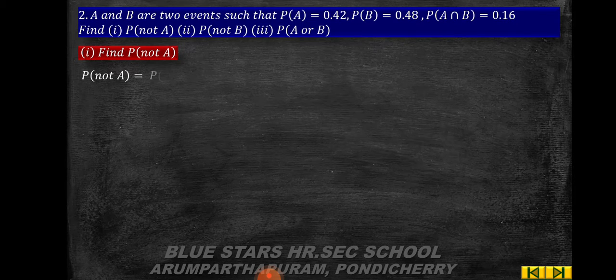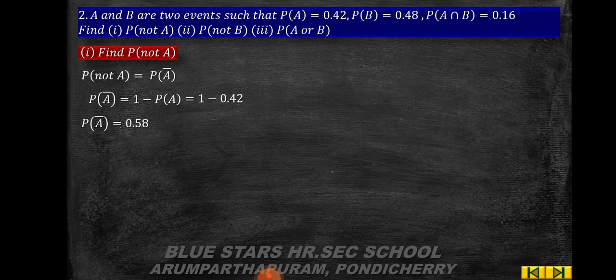First one, find P(not A). So P(not A) is nothing but P(A bar). P(A bar) is equal to 1 minus P(A), is equal to 1 minus 0.42. P(A bar) is equal to 0.58.